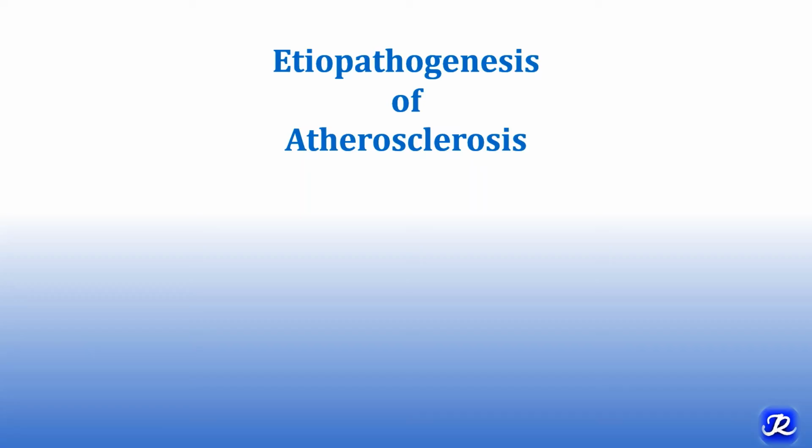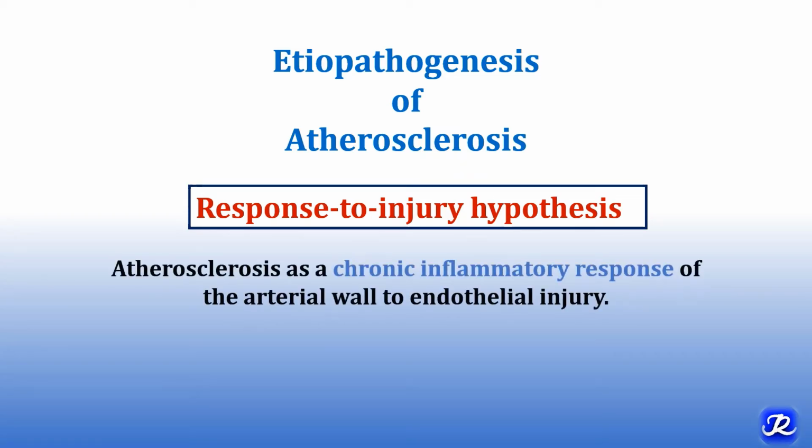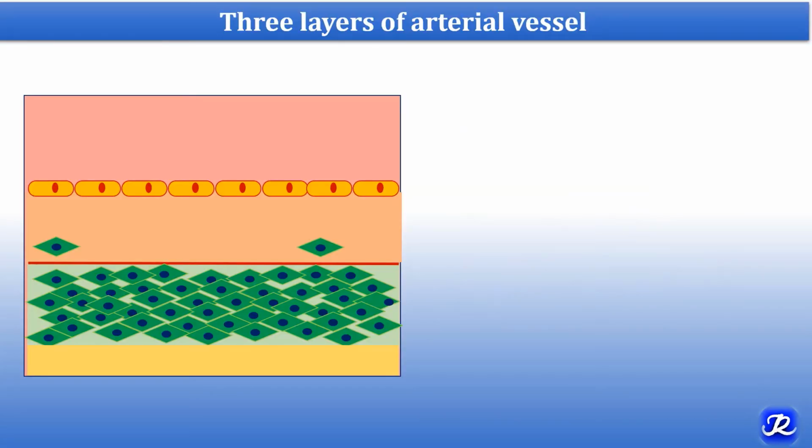Etiopathogenesis of atherosclerosis is based on the hypothesis which is called as response to injury hypothesis. Atherosclerosis is a chronic inflammatory response of arterial wall to the endothelial injury. As atherosclerosis is a chronic inflammatory response of the arterial wall, let us understand the three layers of arterial vessel wall.